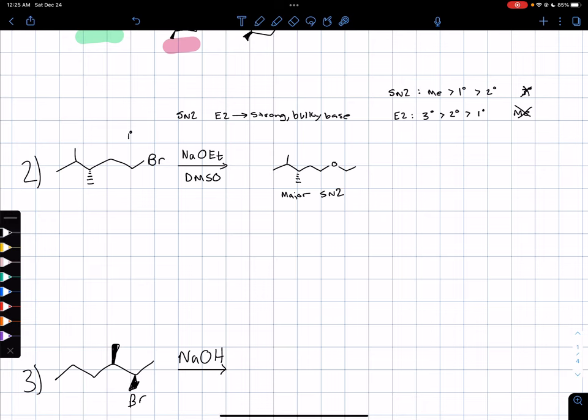So like I said here, this is primary. In terms of the ranking, for SN2, the primary is the second most reactive, whereas in E2, the primary is the third most reactive. So it's actually the least reactive for all of them. So major product is your SN2 product.